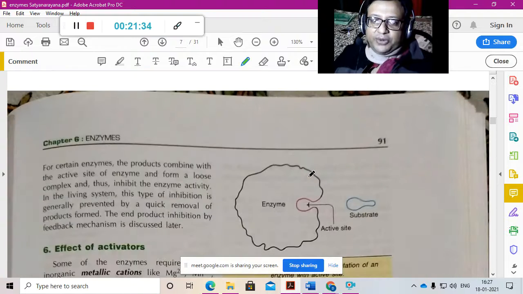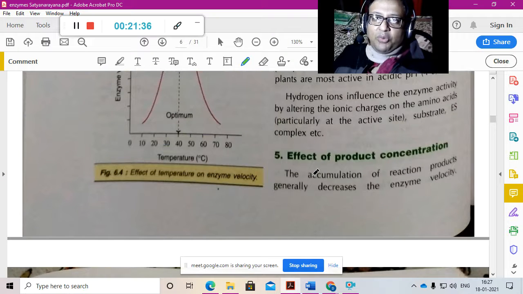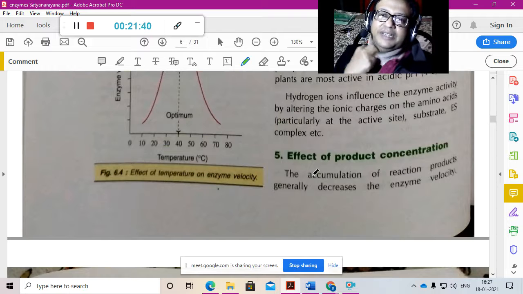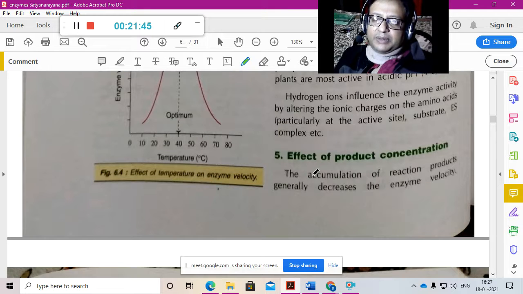Now, effect of product concentration. The more the product, the speed of the reaction will decrease. This is known as product inhibition. When more product is formed, it will inhibit the enzyme from making more product, because there is sufficient product. For example, if there is a lot of citrate, the Krebs cycle is inhibited. Why will more pyruvate be converted to citrate? Because you have sufficient.